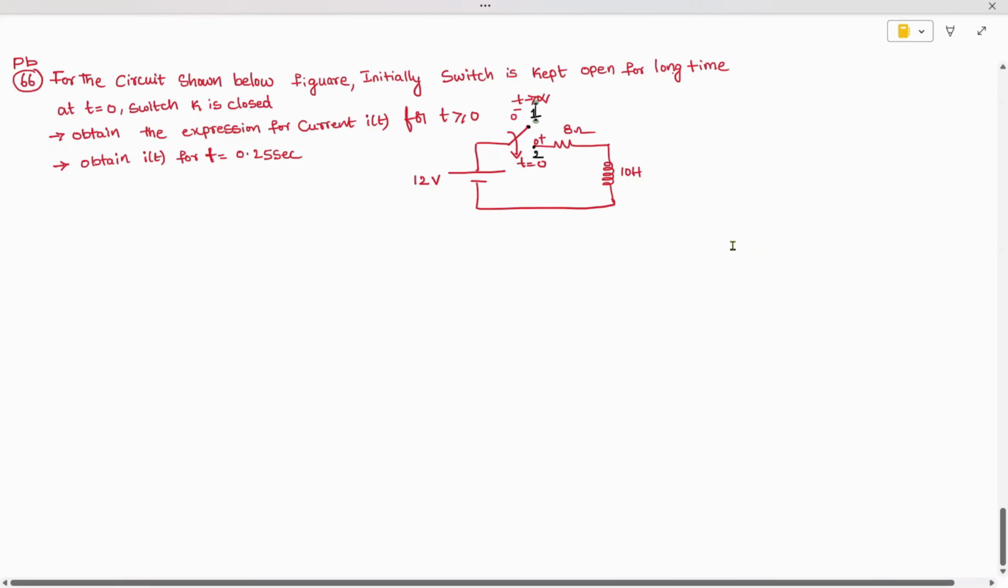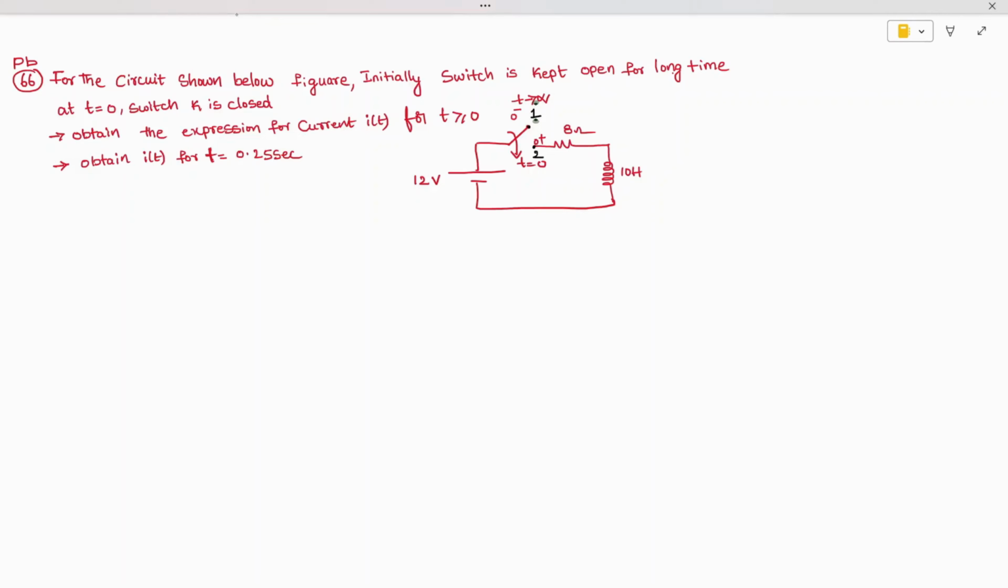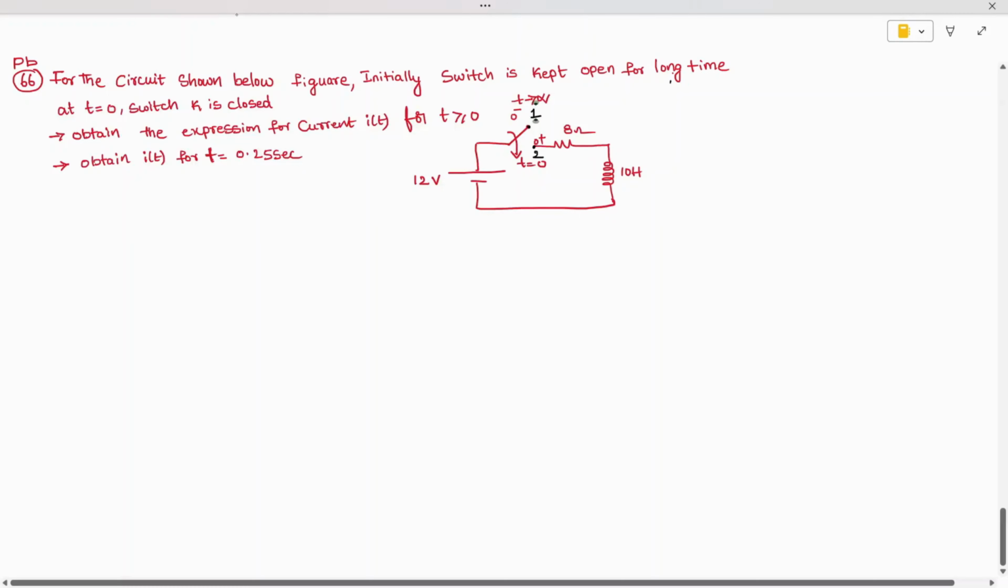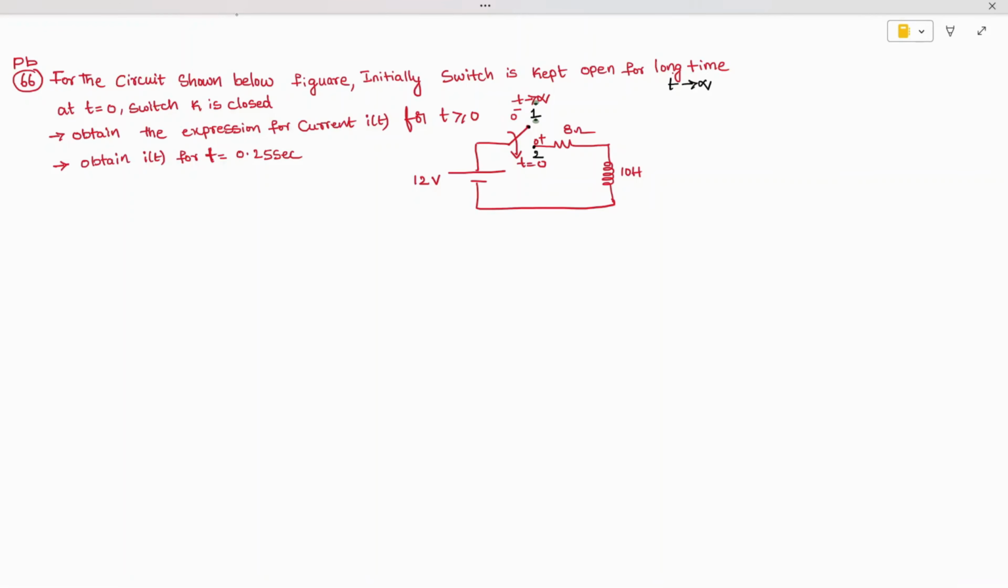Today we are going to solve problem number 66. This is a problem on transients. For the given transient circuit, initially the switch was at 0 minus for a long time. Here the long time means t is infinity, and it is closed at t equal to 0. We have to obtain the equation of i(t) for t greater than 0, I mean at position 2, and obtain i(t) at t equal to 0.25 second.